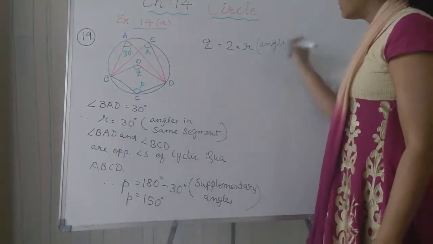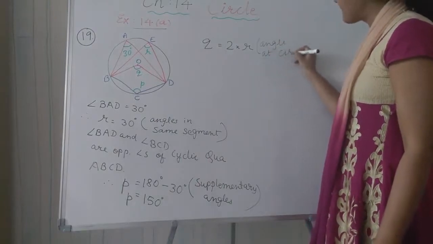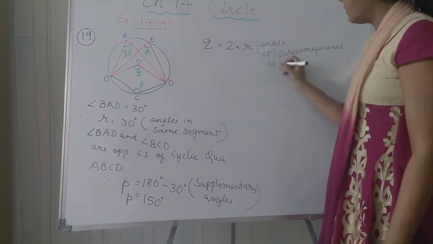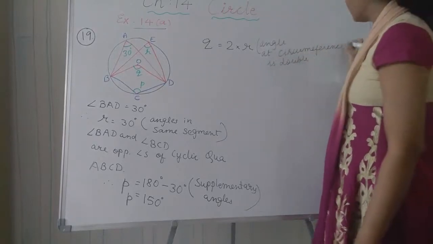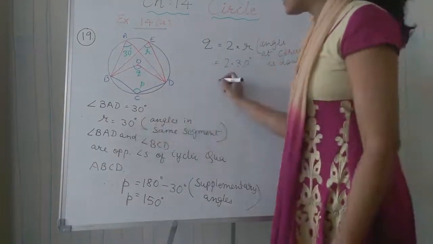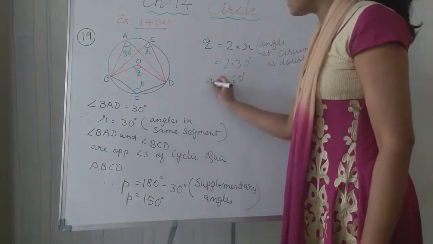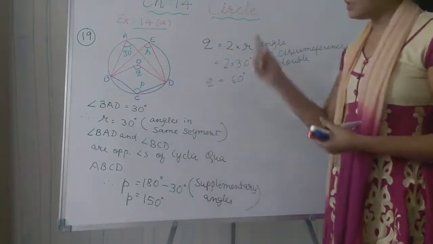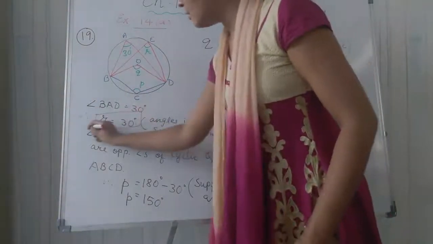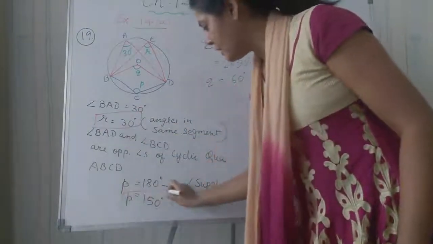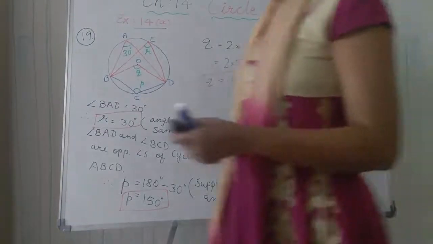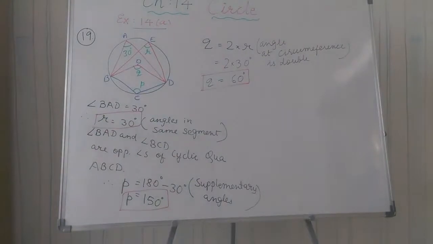The reason we write here is that angle at circumference is doubled. So we write 2 multiplied by 30 degrees. R value we have already found. So 60 degrees, which is our answer for Q. What they asked was to get P, Q and R values, which we have already found. So I am highlighting these answers now. R is 30 degrees, angle P is 150 degrees and angle Q is 60 degrees. So students, this way you can find any answer accordingly.